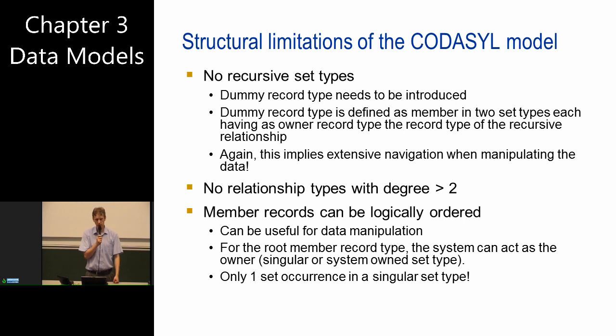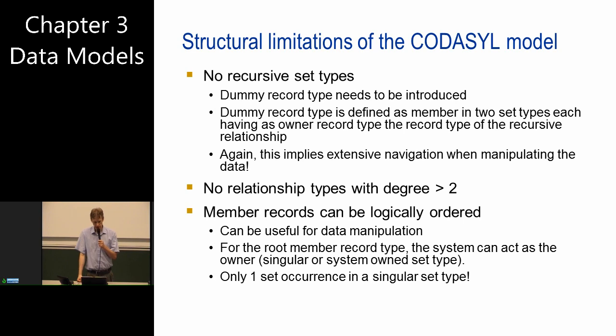The member records can be logically ordered. That I already told you, right? If you have member records in a set type between department and employee, for example, you can order the employee records based upon surname, alphabetically, based upon salary if you would want, based upon birth date if you would want. And the way you're going to order them depends upon your applications. If it turns out that you're often going to query employees based upon their surname, then you may want to order them alphabetically, because that could speed up your applications, because then your applications no longer have to take care of the sorting themselves. That could be very useful for data manipulation.